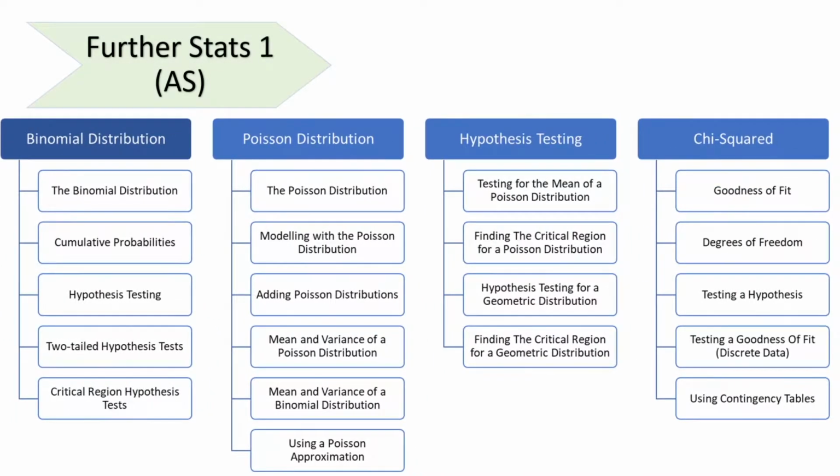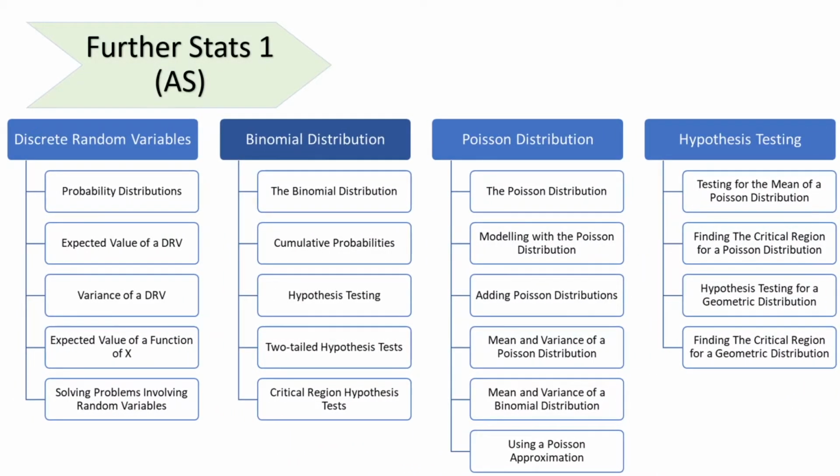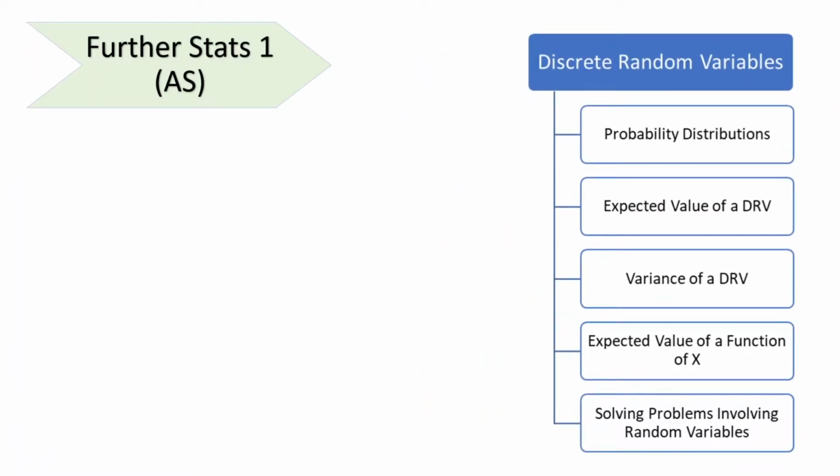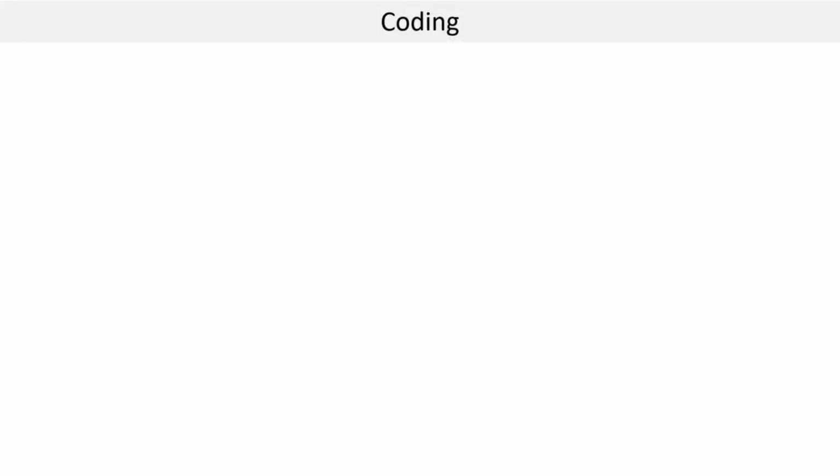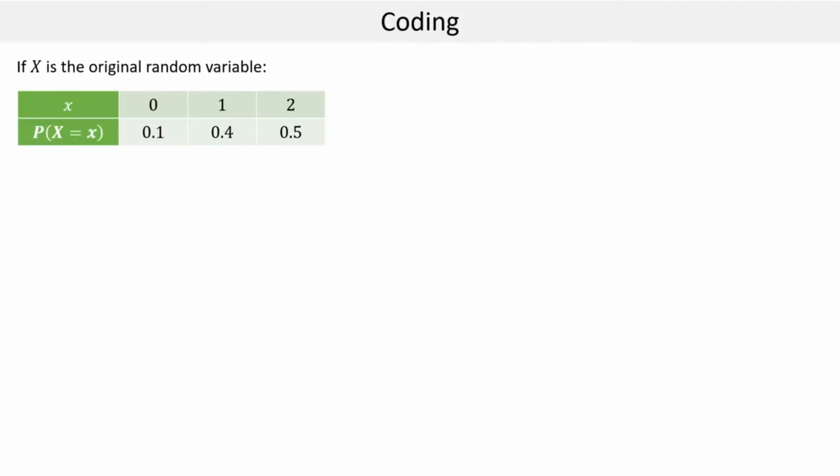So here we are, still looking at discrete random variables, probability distributions associated to a random variable. What we want to look at today is how we can modify a random variable and use that modification to help us quickly process and find the expectation and the variance. So, if x is the original random variable, how could we quickly find modifications of that x value?